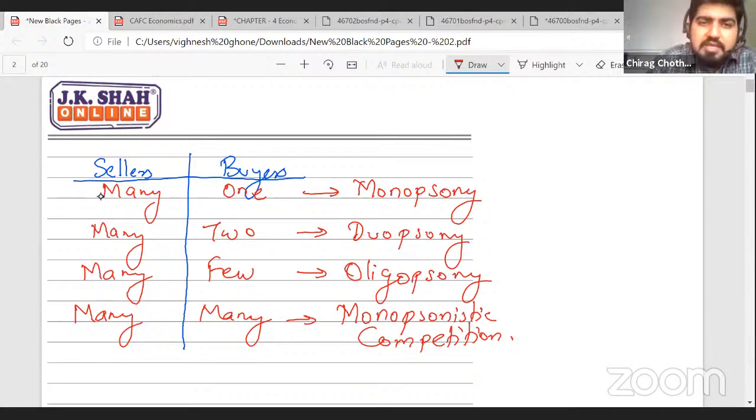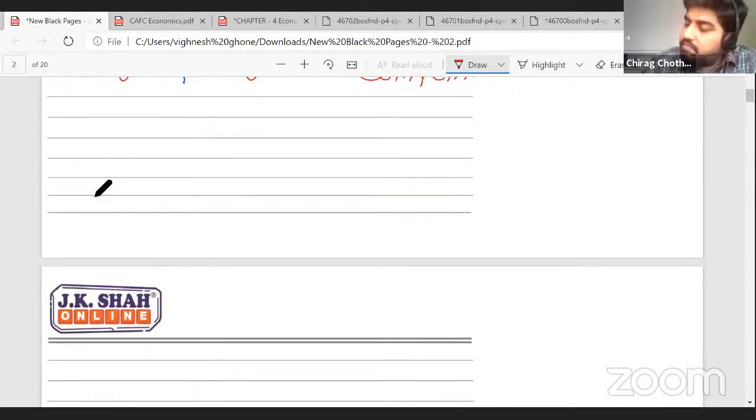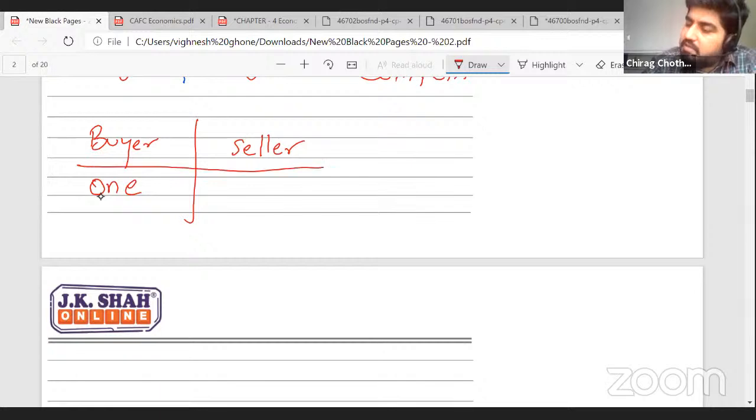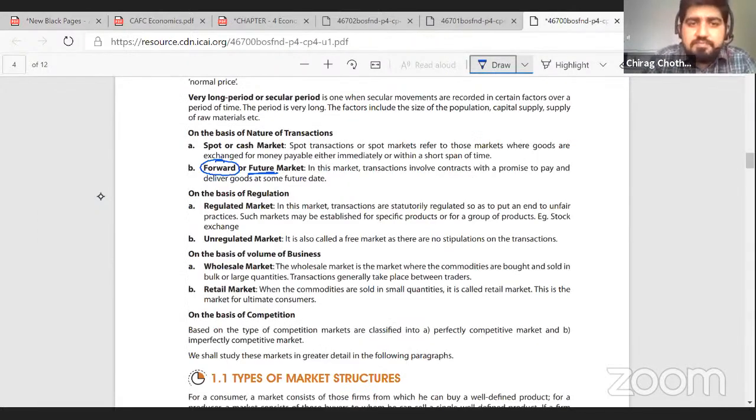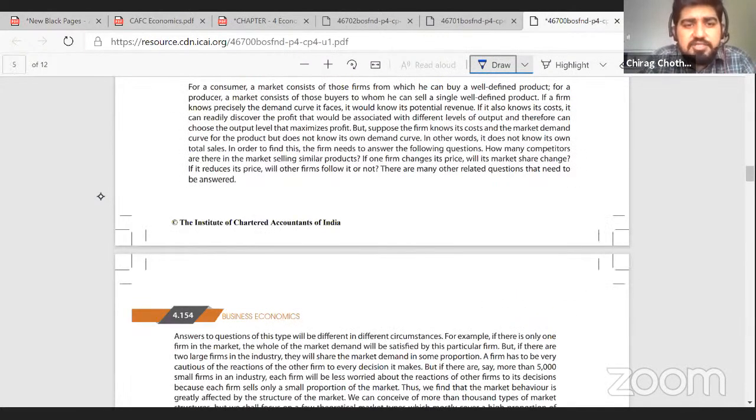And there is one last condition that you need to know between buyer and seller. Let's suppose there is only one buyer and one seller, buyer is also one, seller is also one. This is called bilateral monopoly. Simple, bilateral monopoly. Fair enough. I hope, students, you are very clear on this. Okay, let's go ahead. So, types of market structure.